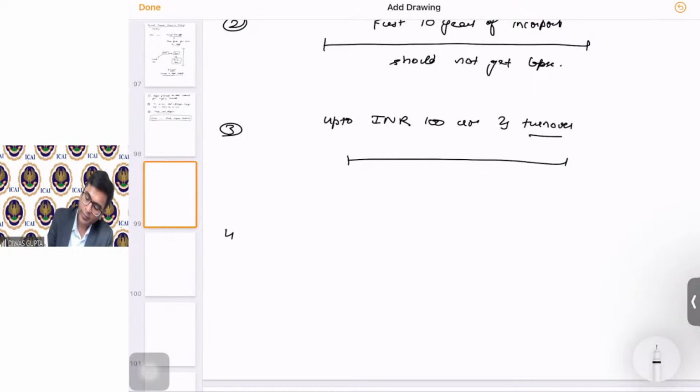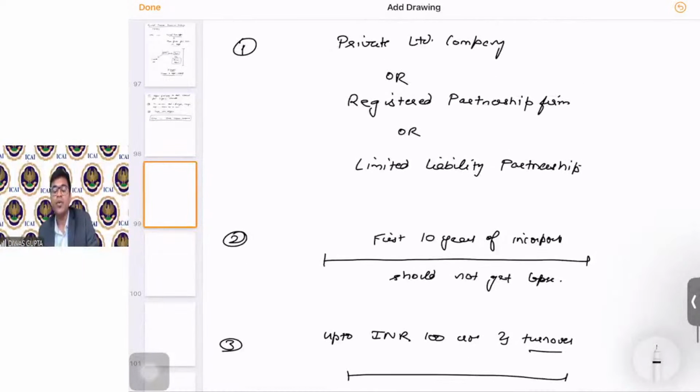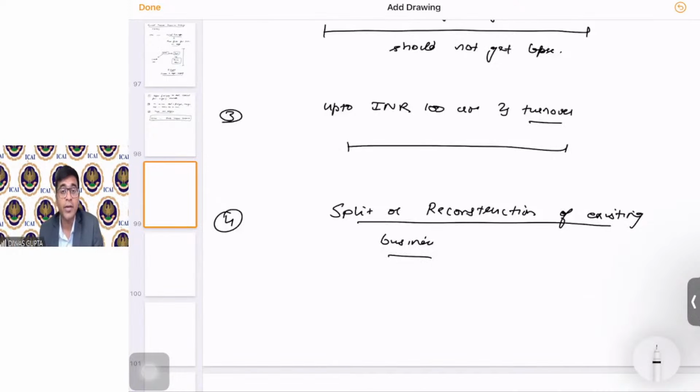Fourth condition, it should not be formed by split or reconstruction of existing business. We just now read in mergers and acquisitions: in divestiture, if there is a spin-off, a split-up, or a demerger, the existing business is formed into a new company, which is up to 10 years old, with revenue up to 100 crore, in the form of a private limited company. Do you really call it a startup? No, right? Because you have not started anything new. You have just split off what you have existing.